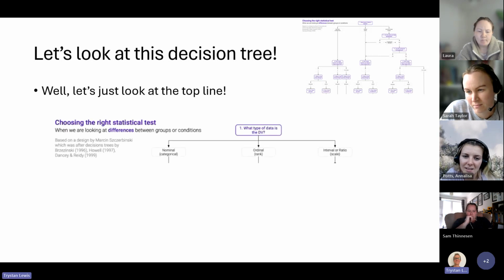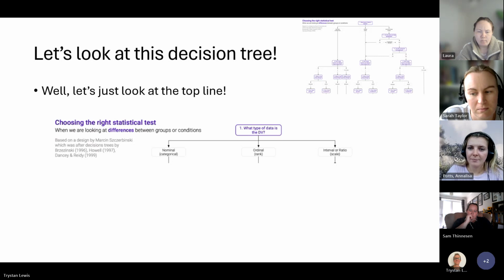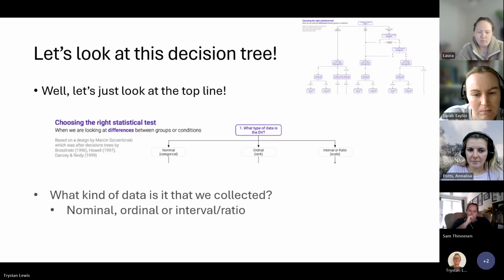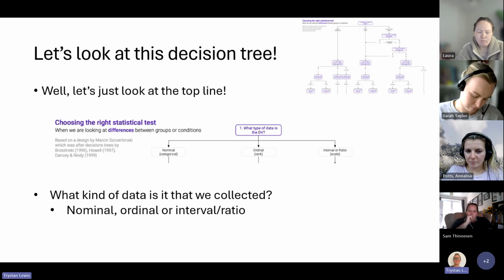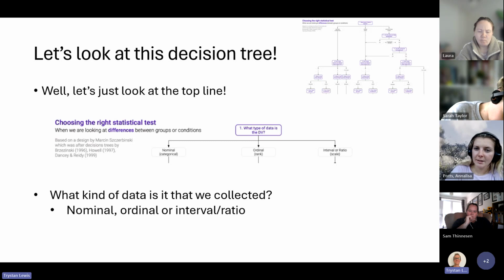Right, so the top line says, what type of data is the DV, the dependent variable? For us, the dependent variable is height. So we'll think about that. But that's not the only choice. It says nominal, ordinal, or something called interval ratio. So let's have a look at those one at a time.